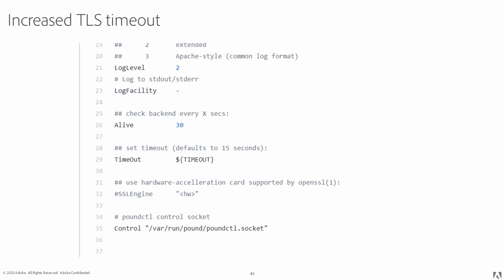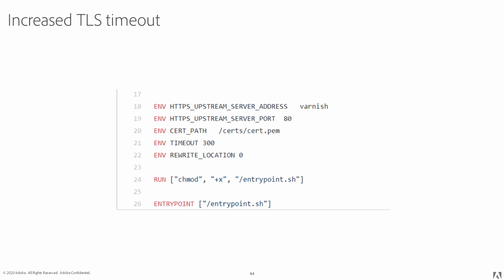Here's the pound.cfg file. Here's a snippet from it. You can see it has most of the default stuff, but then it also has this variable here for timeout. Previously this was just set to 15 seconds, and now we have it as a variable. And if we look at the Dockerfile, you can see ENV TIMEOUT 300. That's our default timeout now.